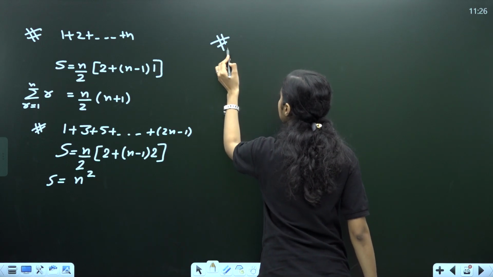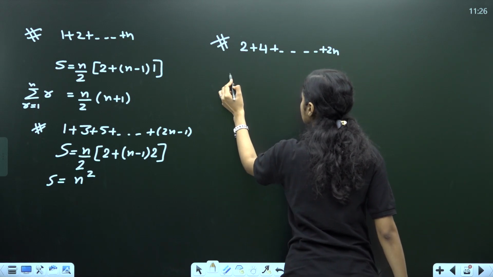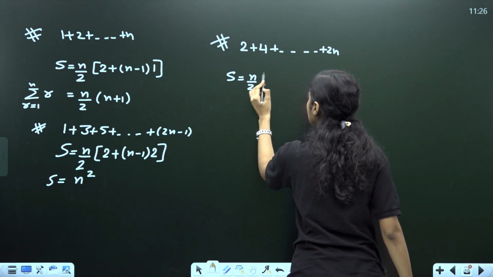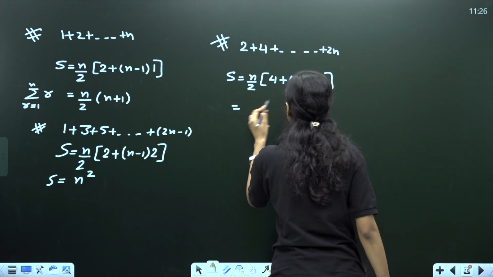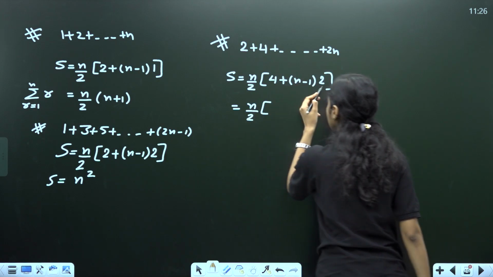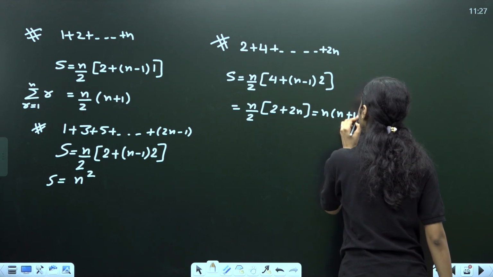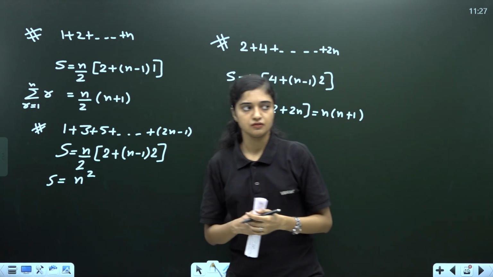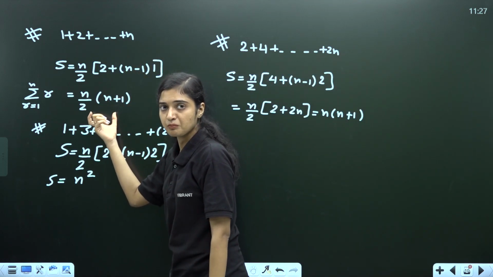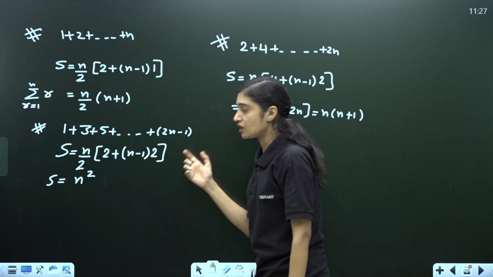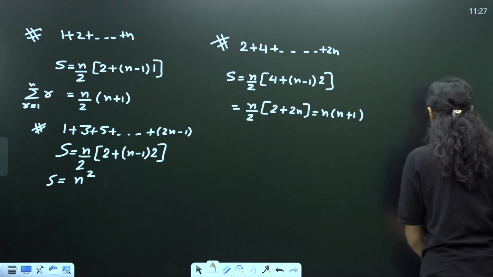Sum of even terms, 2, 4, up to 2n. S equals n by 2 times 2a plus n minus 1 d. Then this will become 4 minus 2 is 2, and 2n, this will become n plus 1. Now we learn these results: the sum of the first n natural numbers is n times n plus 1 by 2. The sum of odd natural numbers is n square. The sum of even natural numbers is n times n plus 1. We use these results directly in questions.